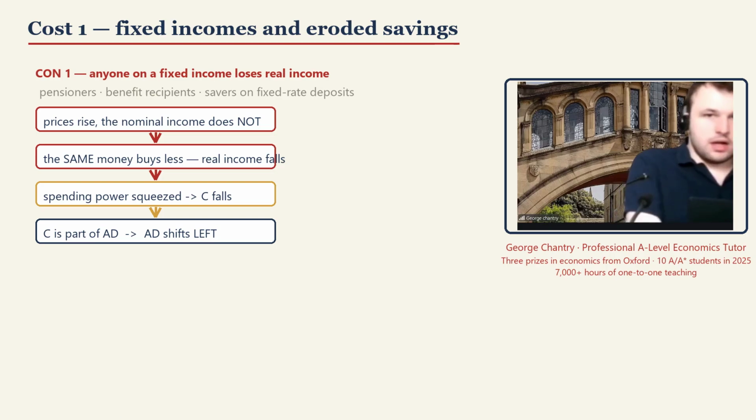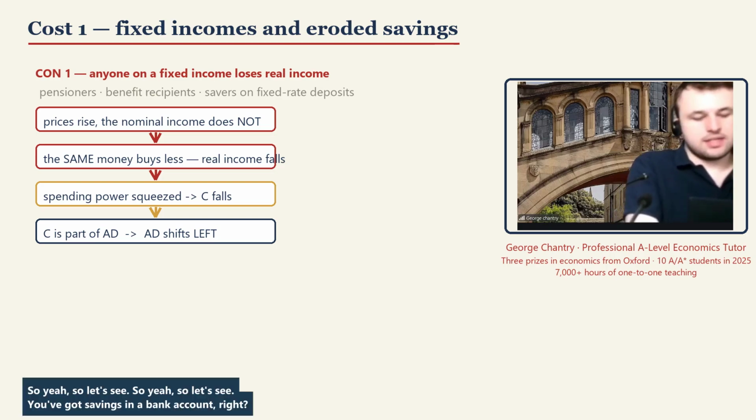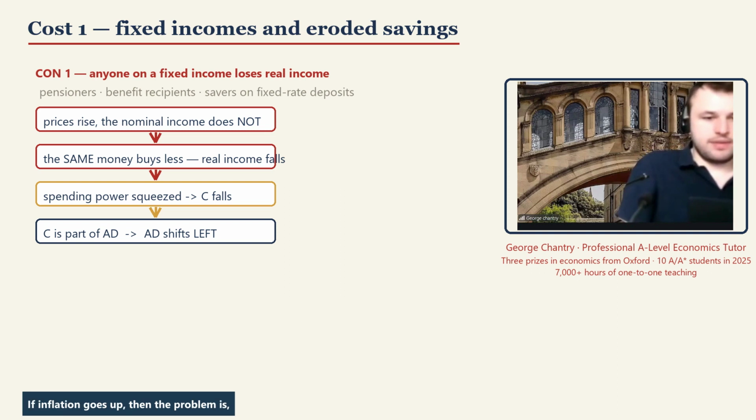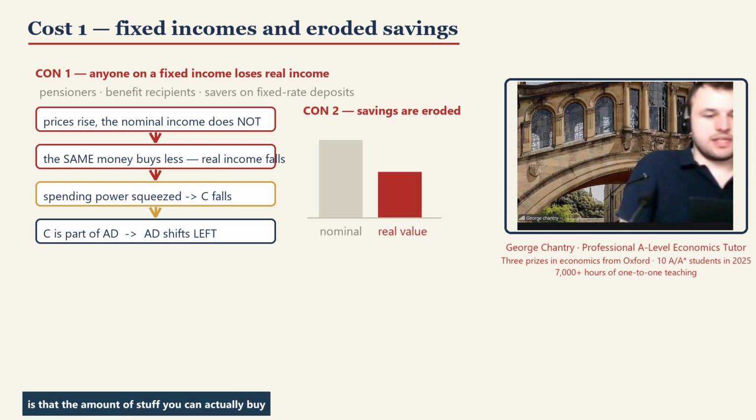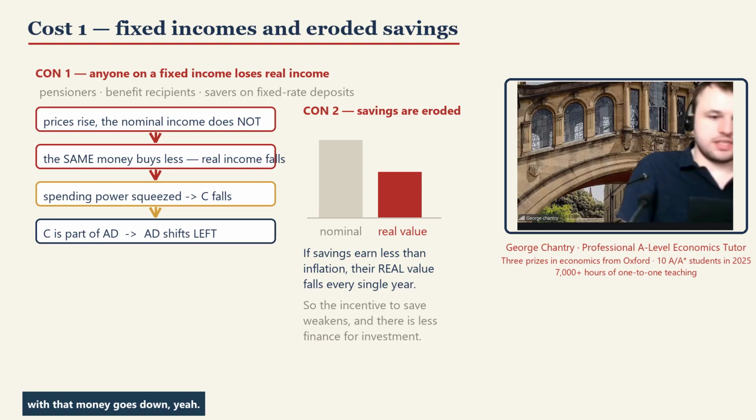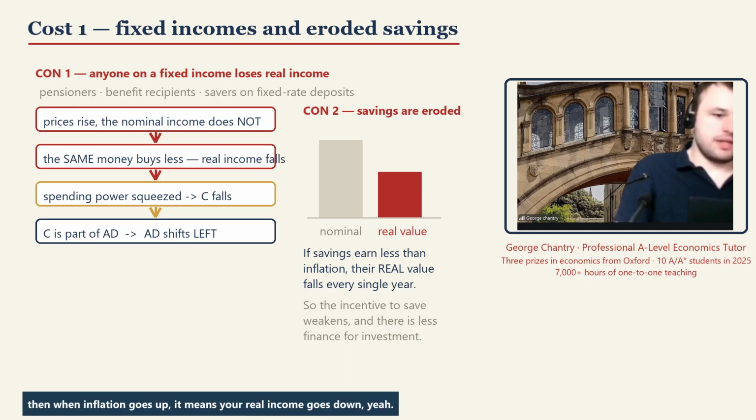Let's say you've got savings in a bank account. If inflation goes up, the problem is that the amount of stuff you can actually buy with that money goes down. You can actually think about fixed incomes, which is more straightforward. If you have a fixed income like a pension, like pensioners or benefit recipients, then when inflation goes up, your real income goes down. The same nominal amount of money buys less actual stuff, so the spending power of the money goes down.